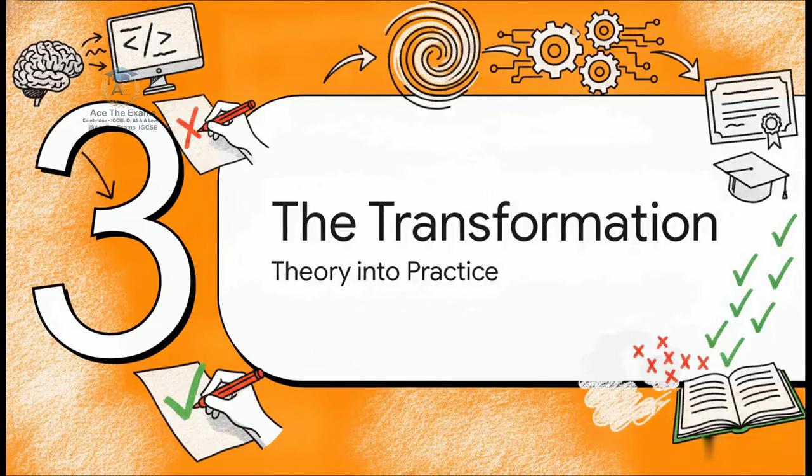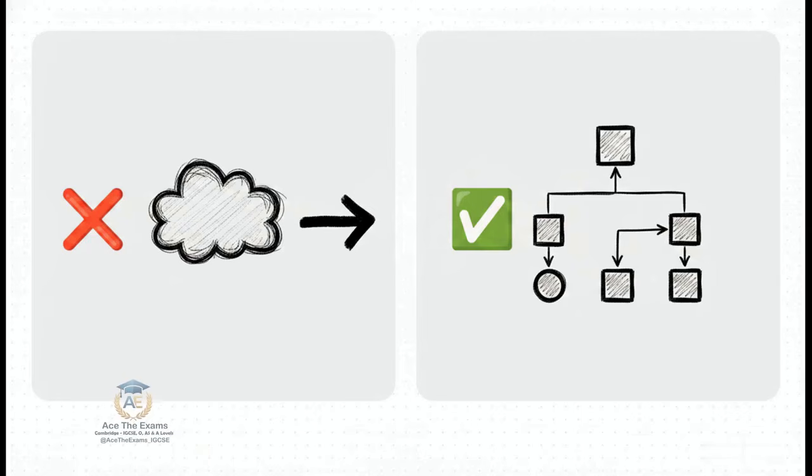All right, section 3, the transformation. Let's put this theory into practice. Let's look at a before answer. Remember Alex? Alex wrote, use a loop to check the data. I mean, it's factually true, but it's terribly vague. It's gonna get 0 marks.